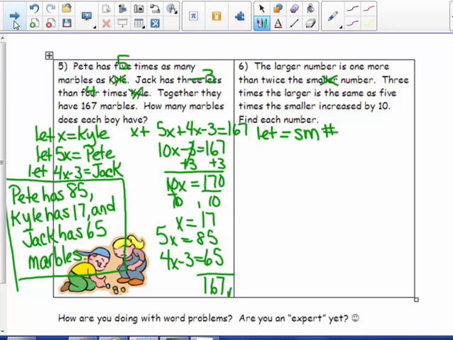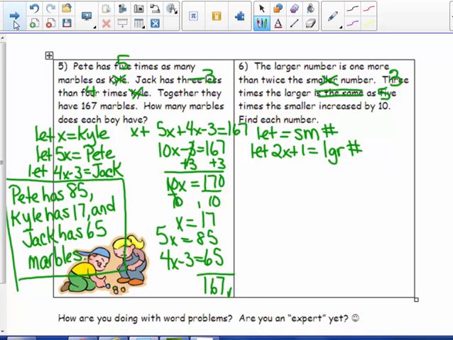Small hashtag. The larger number is 1 more than twice. So let 2x plus 1 equal the larger hashtag. 3 times the larger is the same as 5 times the smaller, increased by 10. Find each number.